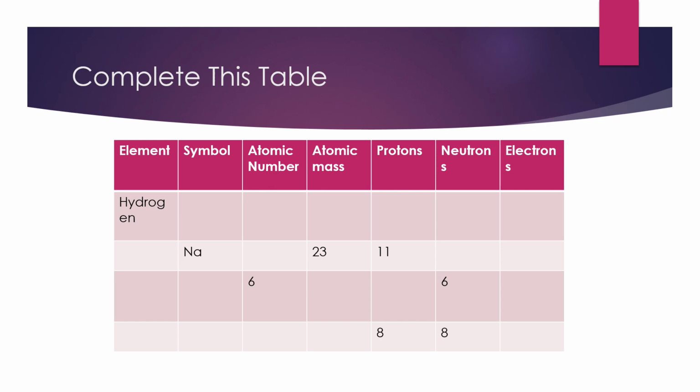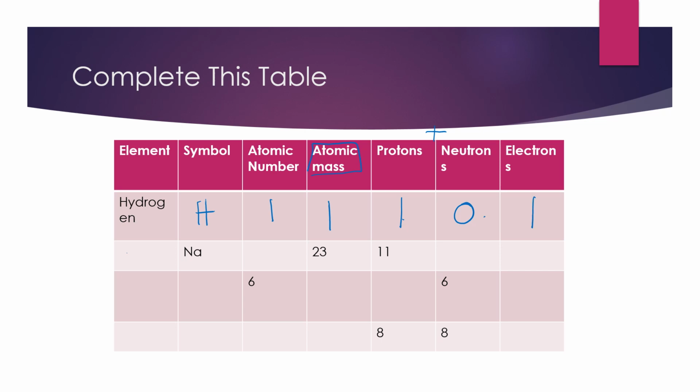This is just a little thing to practice. If you use your periodic table, hydrogen has a symbol of H, atomic number of 1, because it has 1 proton. Hydrogen is the only element that actually does not have a neutron. So remember, to get mass, you add protons plus neutrons. So it's 1 plus 0, so it's 1. And electrons are always the same as protons, so it's 1.